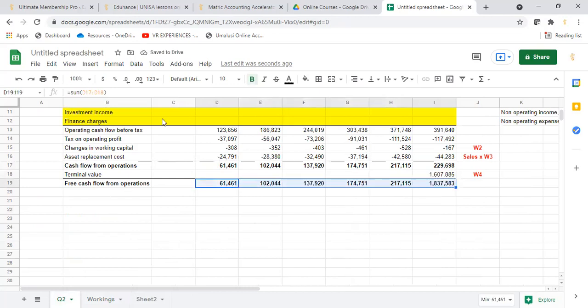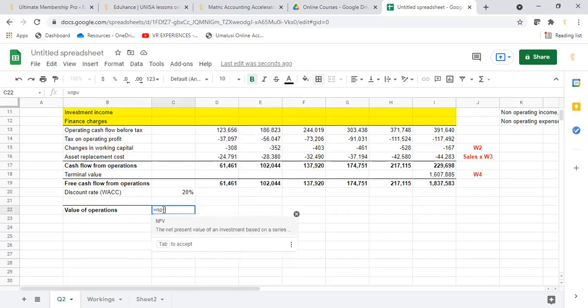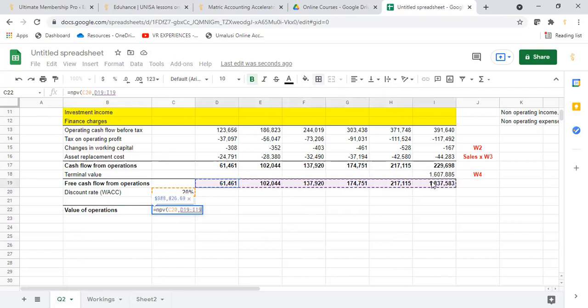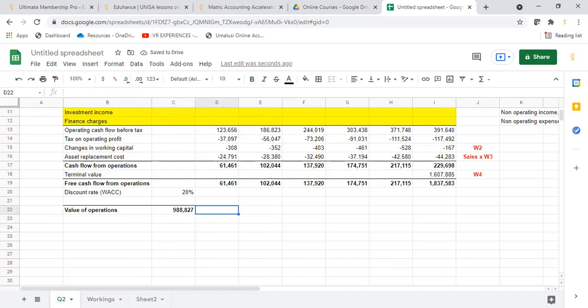Okay. But now remember, I don't want future cash flows. I want a present value. So then I'm going to have discount rate. And my discount rate is WACC. We're going to say it is 20% because that is what WACC is. So this is going to give me the value of operations. Okay, so it's going to give me value from operations. So all I'm going to use, I'm going to use the NPV formula over here. So I'm going to say NPV, open bracket, they want the rate, then they want the cash flows. So my value is that. Okay, but now I'm going to need to add everything up.